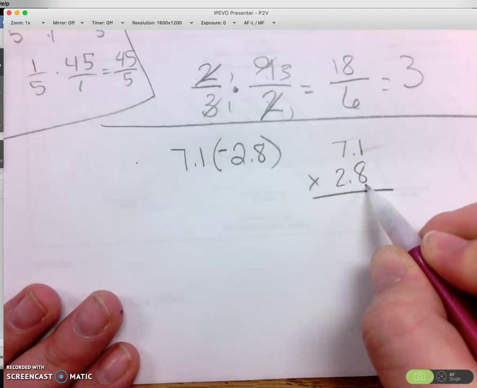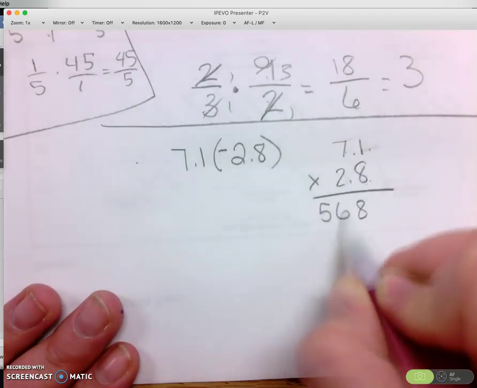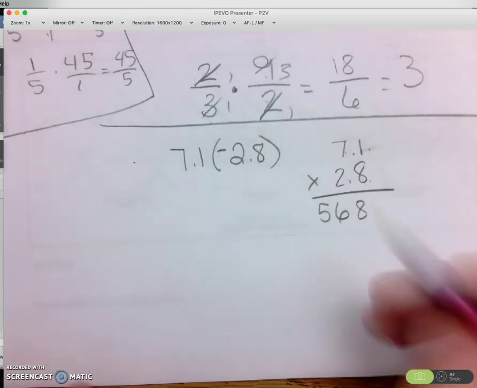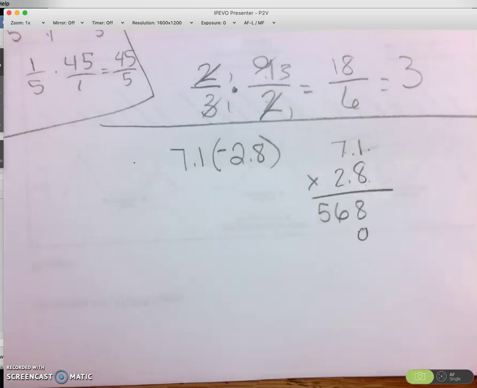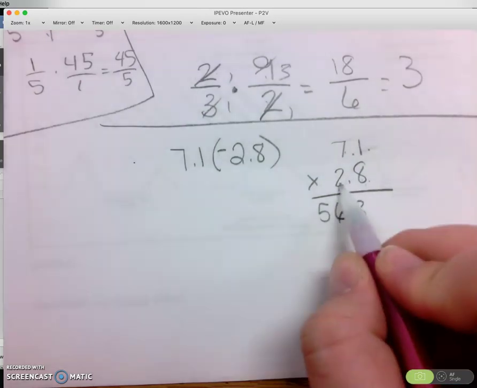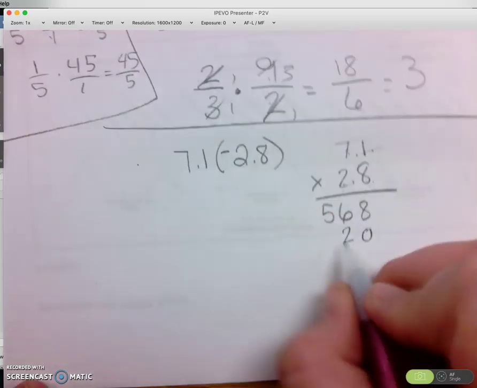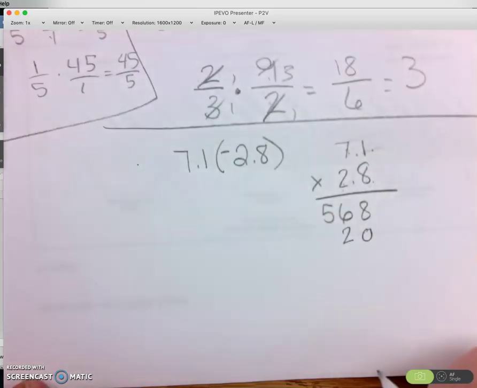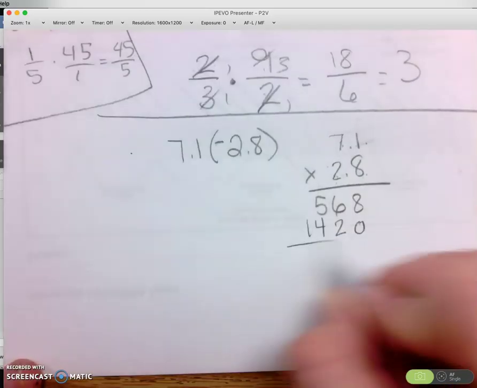You start here, right? 8 times 1, which is 8. 8 times 7, which is 56. What goes here? An X or a 0, right? Because I'm moving over to here. So I like to put a 0. So then I do 2 times 1, which is 2. 2 times 7, which is 14.